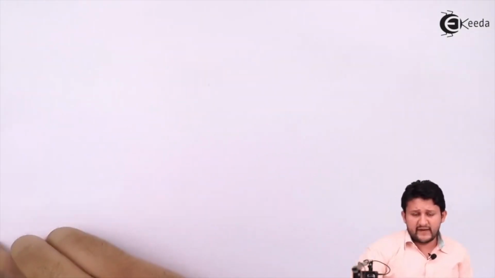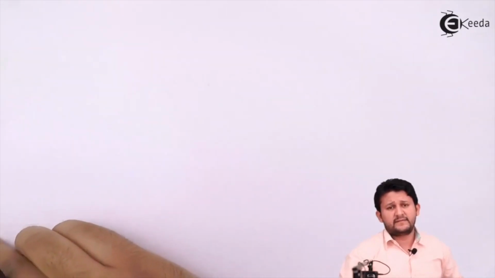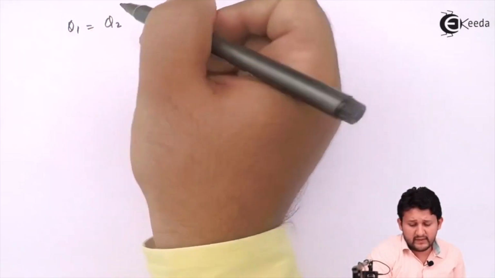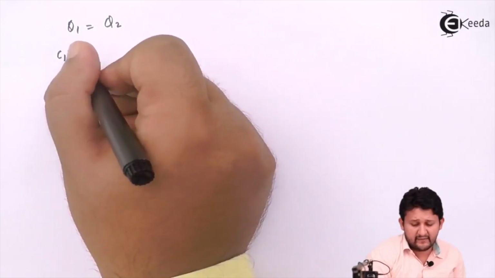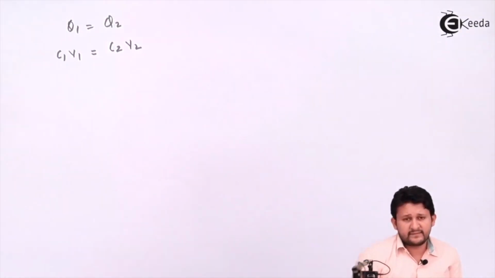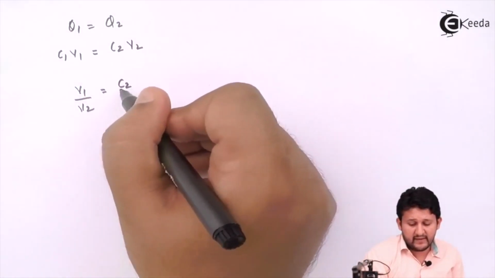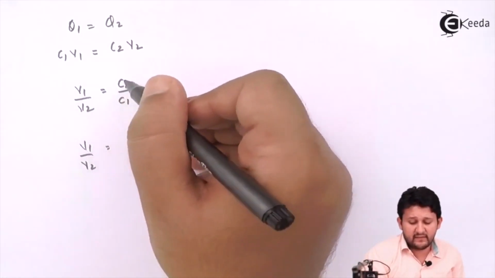So let's do it. If I need to find the capacitor's voltage, the basic law says if two capacitors are in series, they will absorb the same charge. So I can say Q1 is equal to Q2. The charge across one capacitor I can write as C1 into V1, and for the second, C2 into V2. If I take the ratio of V1 upon V2, I will get C2 upon C1.